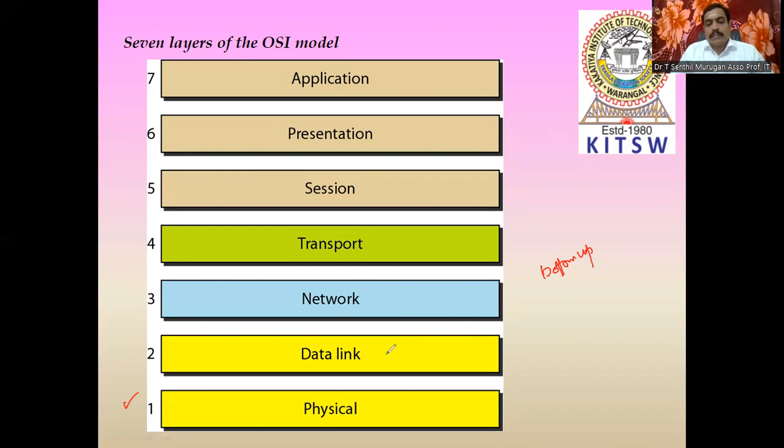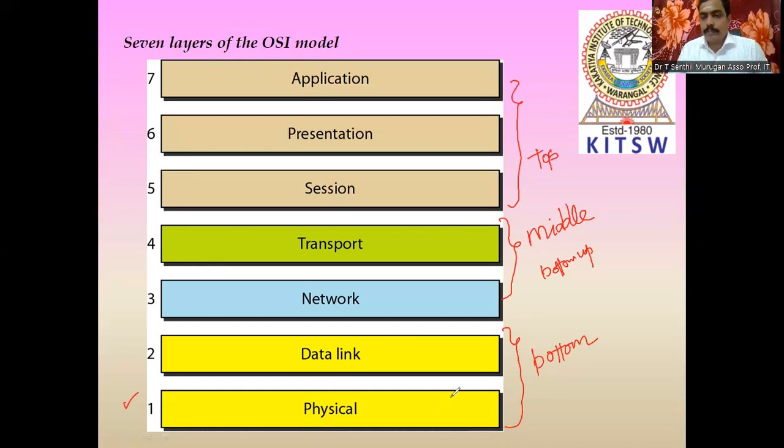This diagram also uses some colors. Why are these colors given? These two layers are bottom layers, these two layers are middle layers, and the remaining three layers are top layers. In the OSI model, three levels of layers are there. We will discuss the layers one by one.